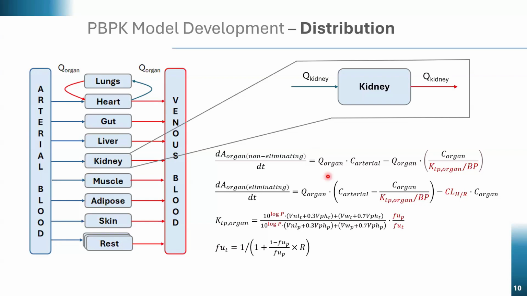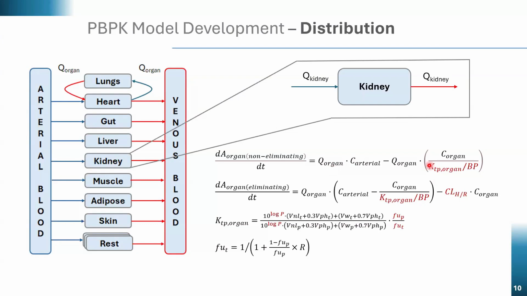If it is a non-eliminating organ, then this is the equation you use. If it is an eliminating organ, then you have to account for that elimination using these extra parameters, okay? So again, I have used those. The Q organ is a system parameter because it is the blood flow to that organ. That doesn't have anything to do with the drug, okay?